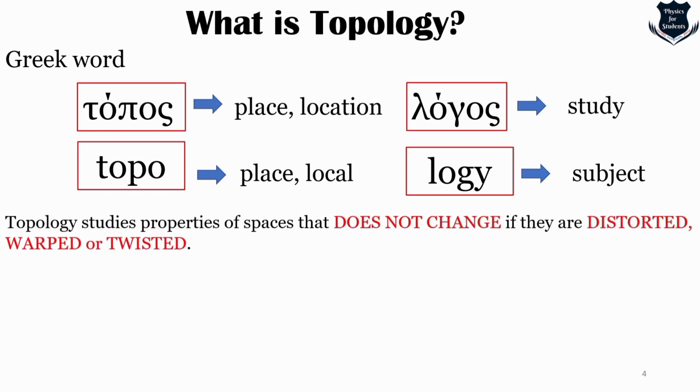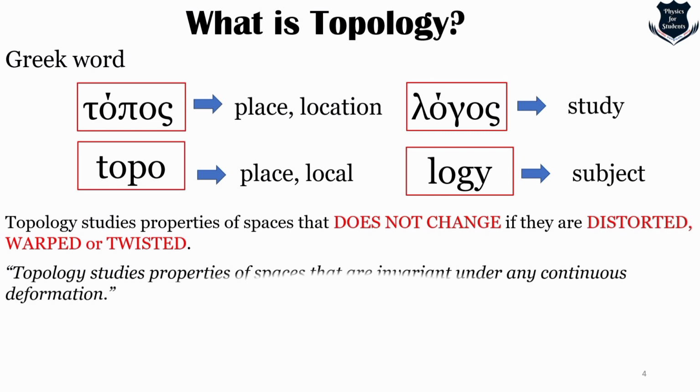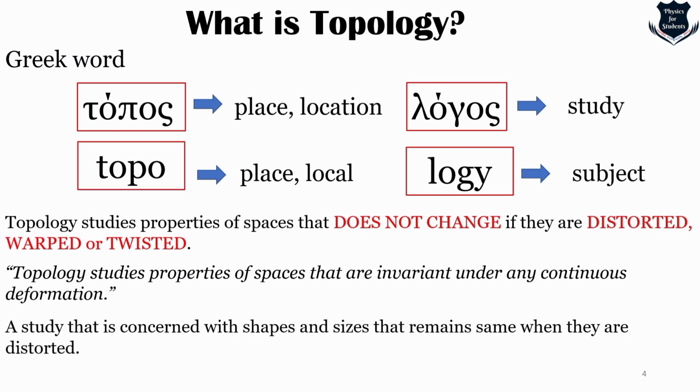Topology studies properties of spaces that are invariant under any continuous deformation. It is sometimes called rubber sheet geometry because the objects can be stretched and contracted like rubber, but they cannot be broken. As you see on your screen, I have written that topology studies properties of spaces that are invariant under any continuous deformation. This is the key: in spite of things being bent or changed, some things remain invariant, and it helps us for further calculations.